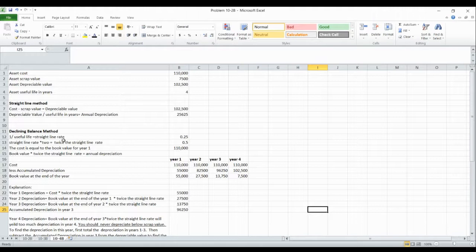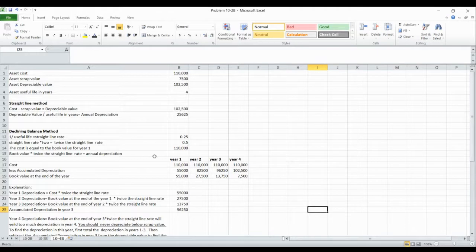In the declining balance method, we will multiply the straight line rate by 2 to find twice the straight line rate. Since the straight line rate was 25%, if we multiply it by 2, it will give us 50% as twice the straight line rate. This is what we use to calculate the depreciation for the declining balance method.